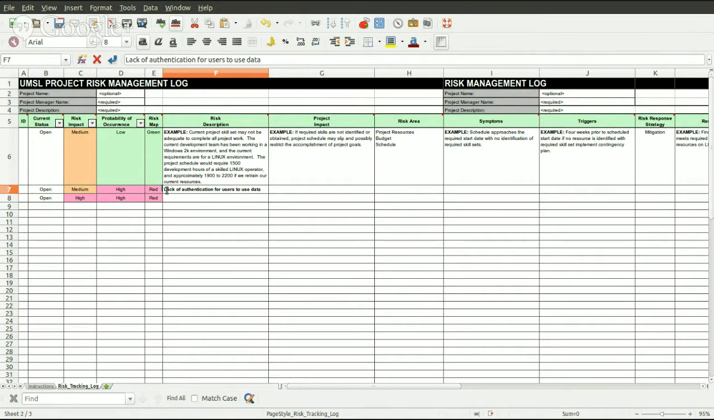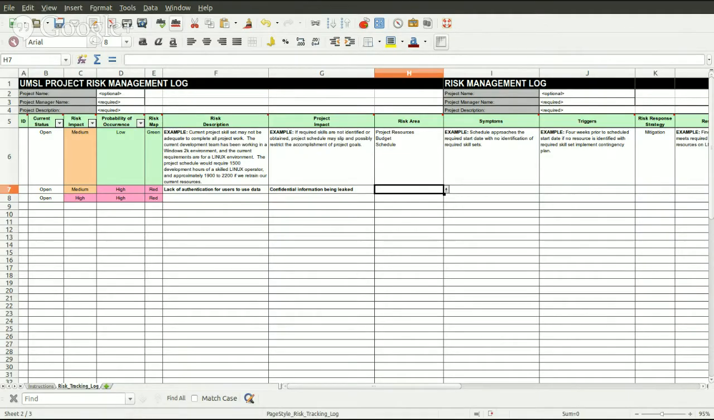That could be kind of a risk description. The impact is confidential information being leaked. Then you have risk areas, and so the risk areas, these are all the various items that the risk can be associated with. So here there's a few items already there, and so this one is dealing with authentication. So you just click security.